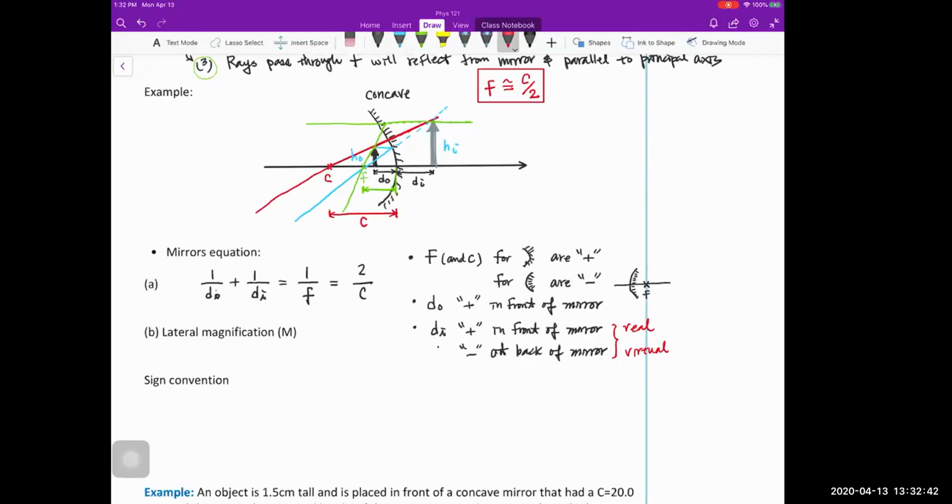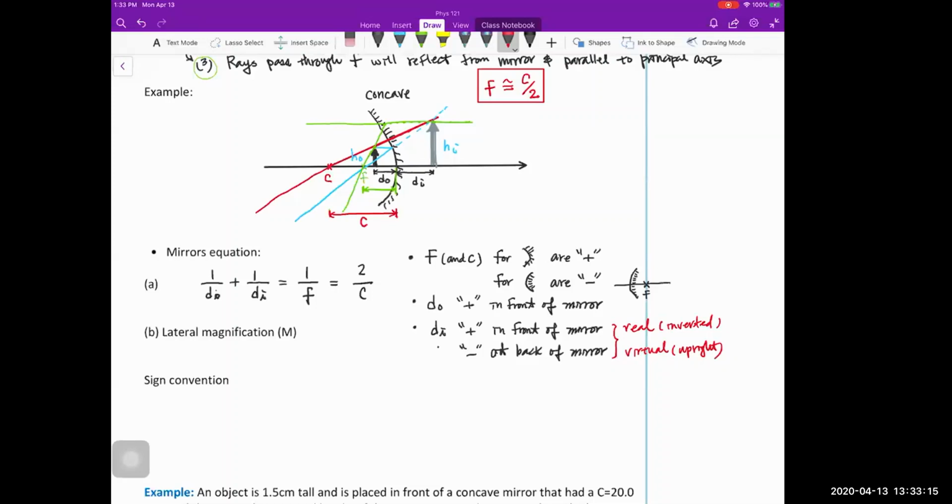Now, what is the real image orientation? The real is inverted, and the virtual is upright. Okay? So an image on the same side as the object is inverted and real. An image on the back of the mirror is virtual and upright.